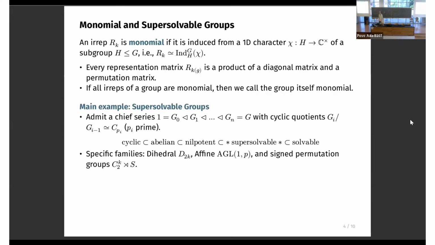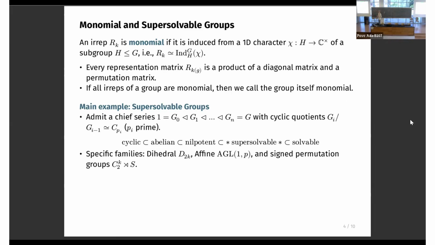And just to say that it is not super uncommon for a group to be all monomial. There's a reasonably large class of groups called supersolvable groups. They are defined by requiring that they have a chief series, or a series of normal subgroups, such that each successive quotient is a prime cyclic group.